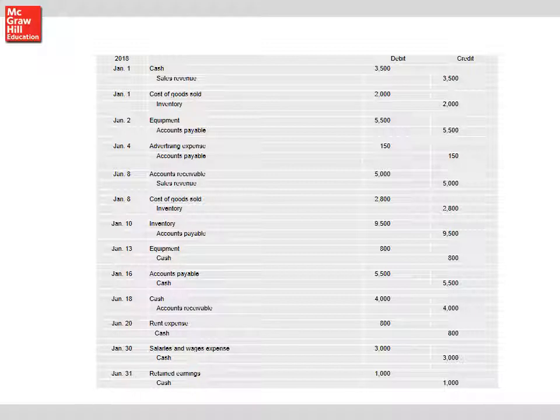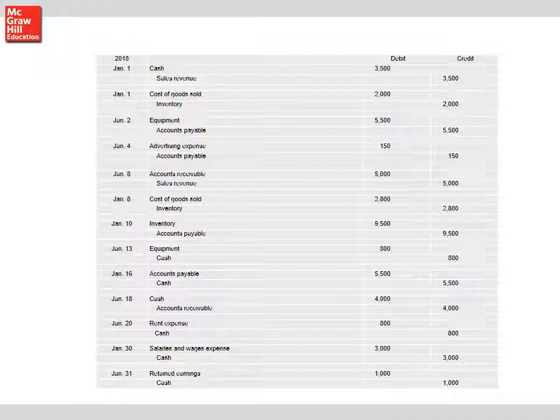Increase the liability. January 8th, they sold merchandise on account for $5,000. The cost of the merchandise was $2,800. Again, now they have a sale. We credit sales revenue. Increase that account. They didn't receive any cash yet, so increase the asset accounts receivable. Increase the expense cost of goods sold for the cost of the goods that they sold, and decrease the asset inventory. They sold it. It's gone. It should be decreased.